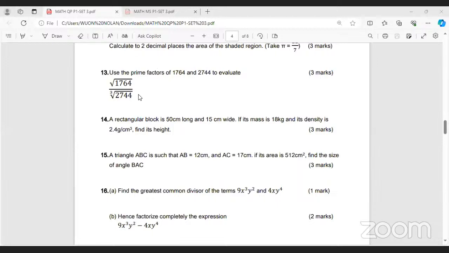Number 14. A rectangular block is 50 centimeters long and 15 centimeters wide. If its mass is 18 kilograms and its density is 2.4 grams per centimeter cubed, we are asked to find the height. We take 1.5 minutes to tackle the question. Then we chat in our answers. Number 14.